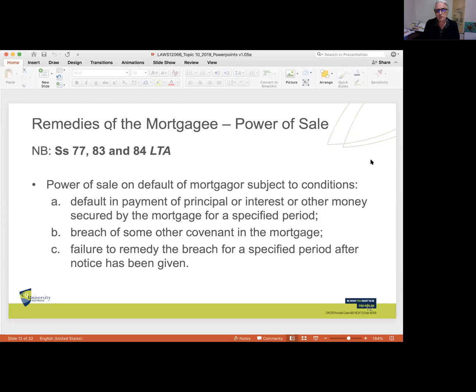So to start with, we need default in payment of principal or interest or other money secured by the mortgage for a particular period. We need breach of some other covenant in the mortgage, and we need failure to remedy the breach for a specified period after notice has been given. So you can see there's a number of requirements there before the sale trigger can even be activated. So that's important to appreciate.